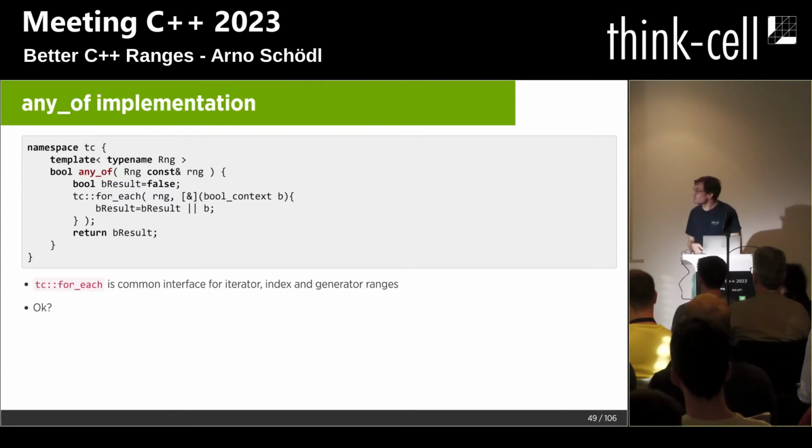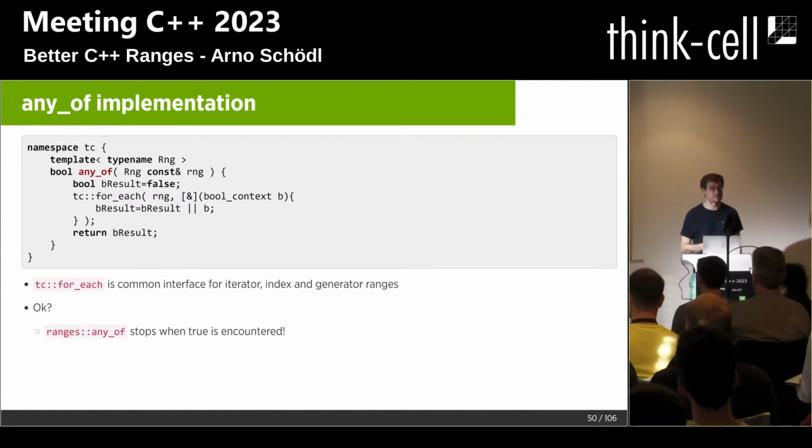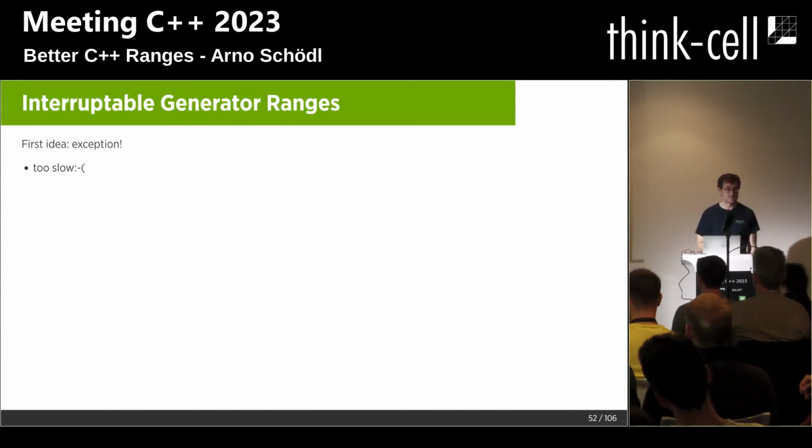Now, of course, here's a problem. The problem is any-of is lazy. So we should stop, really, when true is encountered. When you see true, you say, oh, it's true. OK, stop. Don't iterate further. So we have that as well. The first idea was, we use an exception to bail out. Well, of course, exceptions are way too slow. Don't want that in tight loops. And don't want to do this all the time.